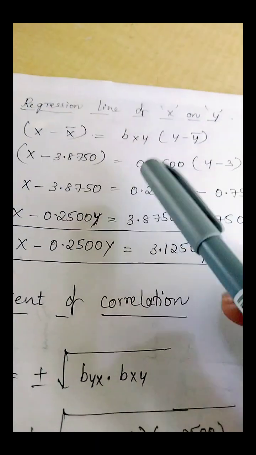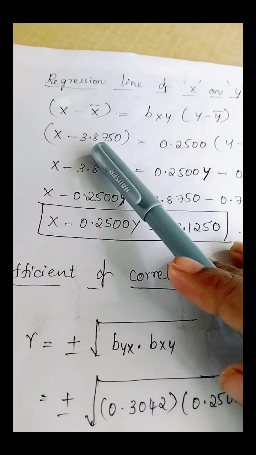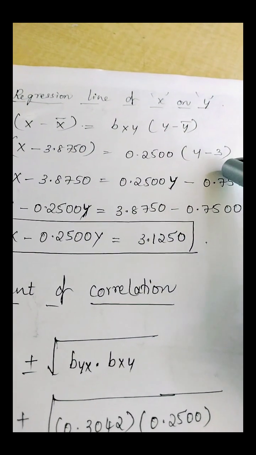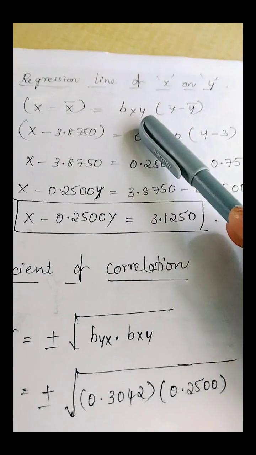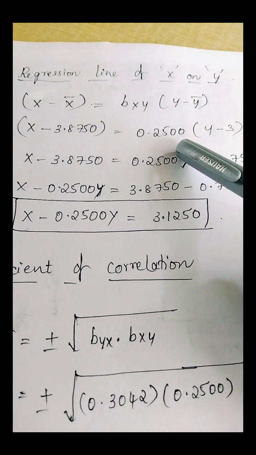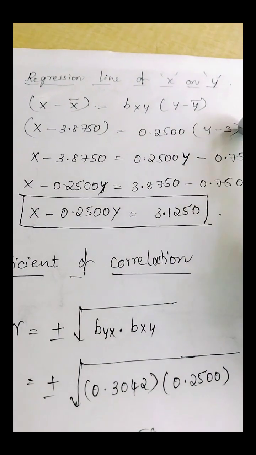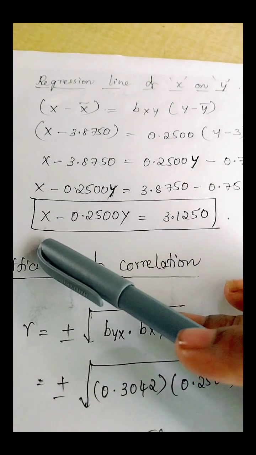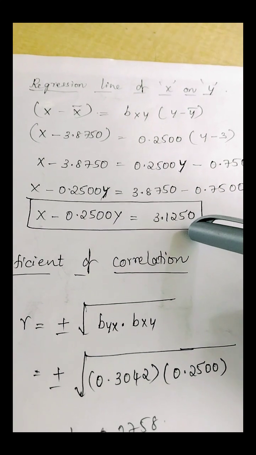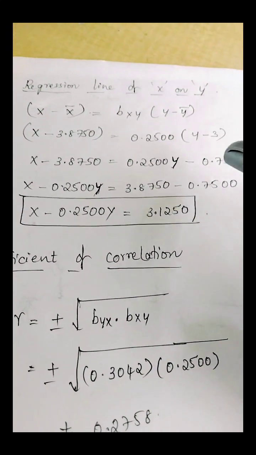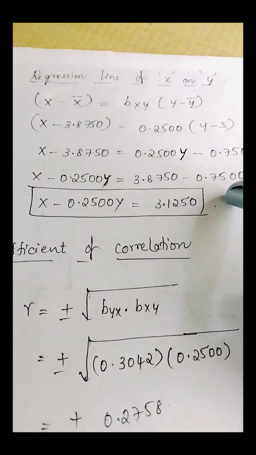Now the regression line of x on y. See, x bar is 3.8750 and y bar is 3. We are just substituting those two, and we are substituting Bxy as 0.2500. By simplifying, you get x minus 0.2500y is equal to 3.1250. This is the regression line of x on y.